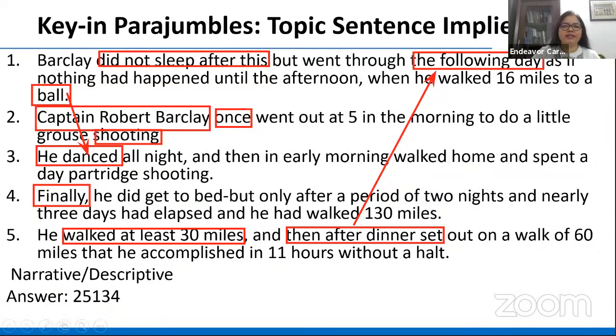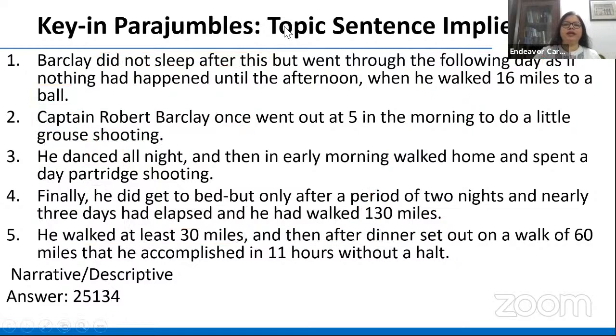If you look at everything said here, it's describing the way in which Captain Robert Barclay showed a lot of physical endurance. He showed a lot of energy, stamina, physical endurance. Imagine someone who is able to keep himself going without sleep for 2 nights and nearly 3 days. That requires a lot of physical stamina and endurance. That's the point being made here. All right? Right. Let's take a look at the next one. So we've looked at 5 different parajumbles, right?